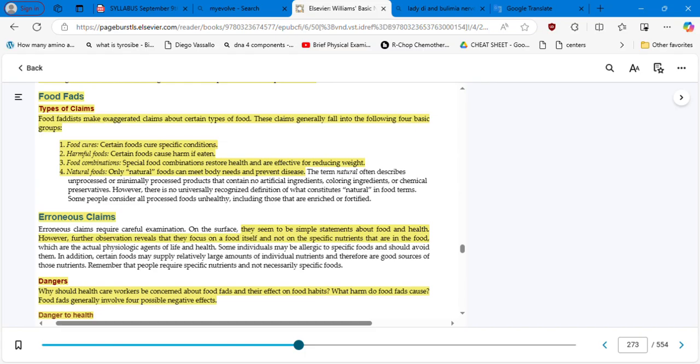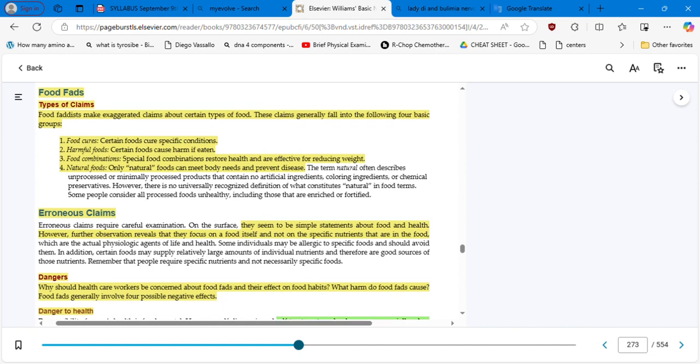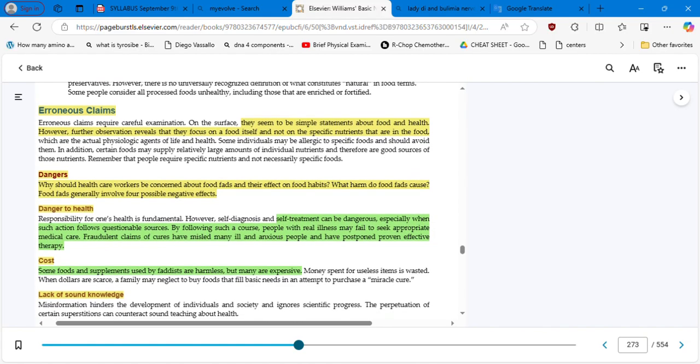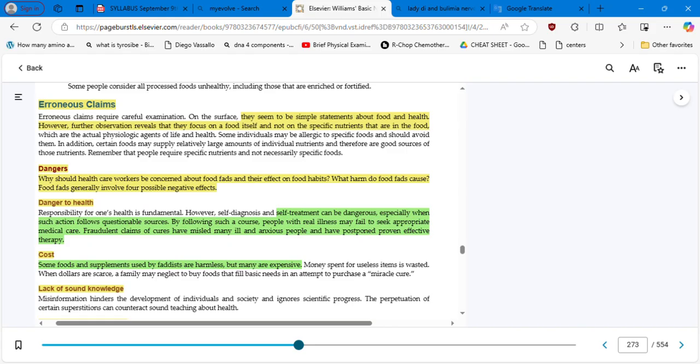Erroneous claims, for example, seem to be simple statements about food and health. However, further observation reveals that they focus on a food itself and not on the specific nutrients that are in the food, right? So, for example, we have wheat bread, and they are selling the product, so they focus on the food itself. It's a wheat bread, but whenever you go and read the ingredients, you can find cornstarch, you can find different ingredients that are not healthy at all, right?